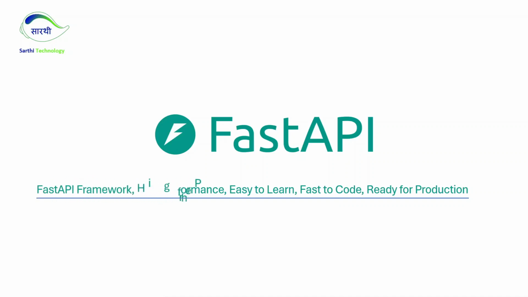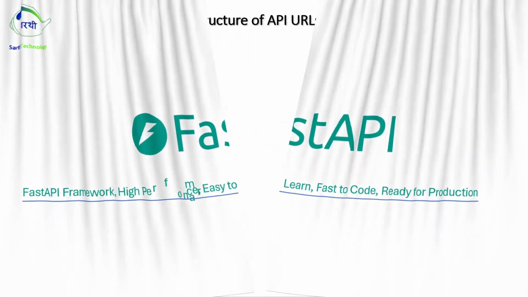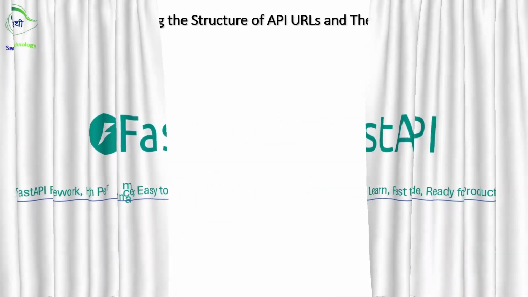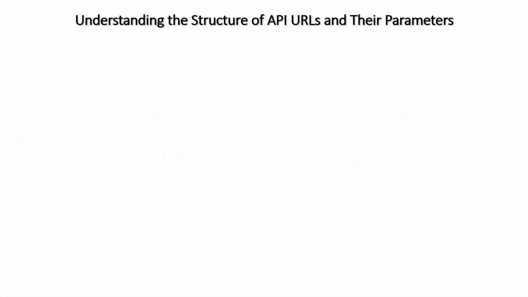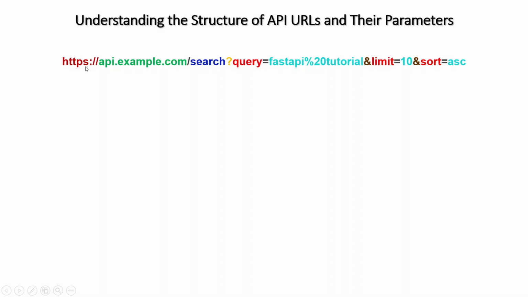From this video, we are starting a new section of this FastAPI tutorial series, and that is query parameter. In this video, we will discuss the query parameter and how to pass values using a URL. Here you can see we have this URL, and I have made each section in different colors so we can understand its structure.